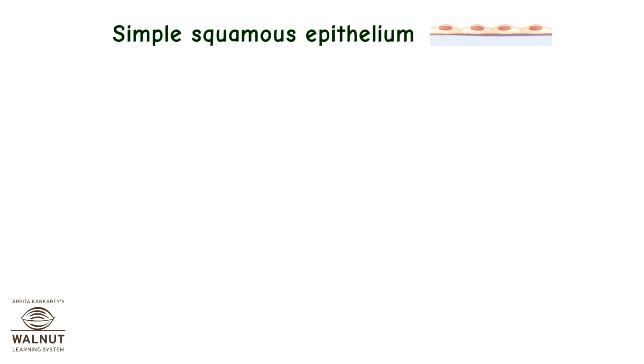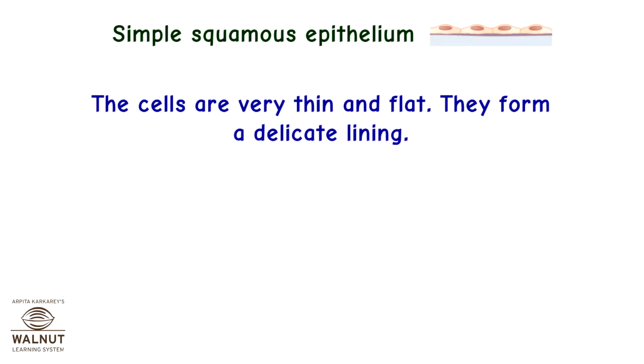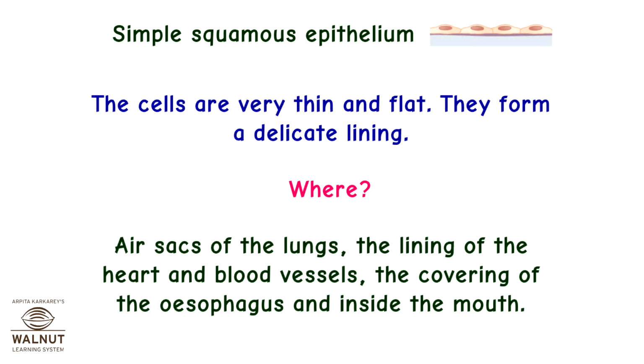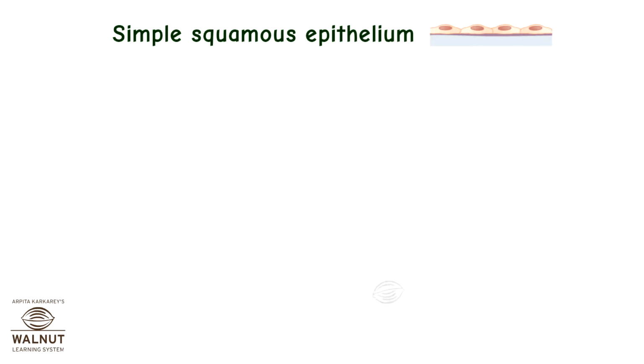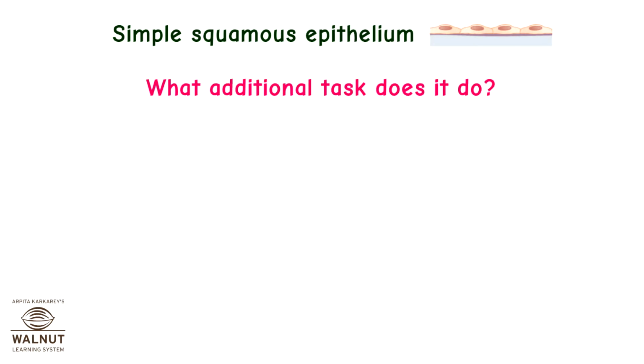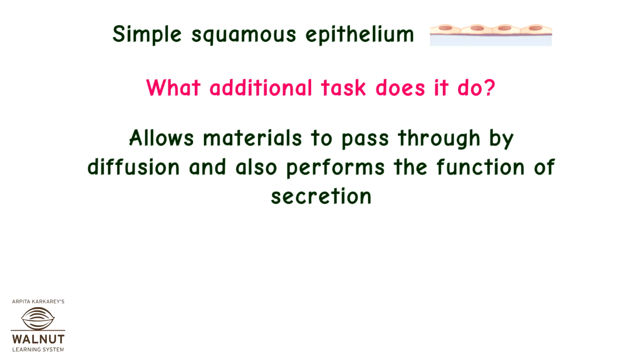Simple squamous epithelium. The cells are very thin and flat. They form a delicate lining. Where? Air sacs of the lungs, the lining of the heart and blood vessels, the covering of the esophagus and inside the mouth. What additional task does it do? It allows materials to pass through by diffusion and also performs the function of secretion.